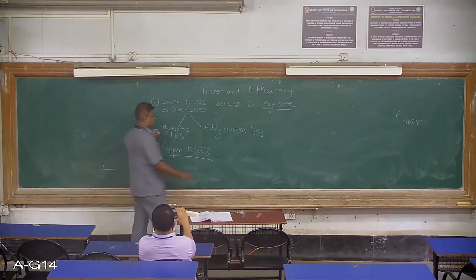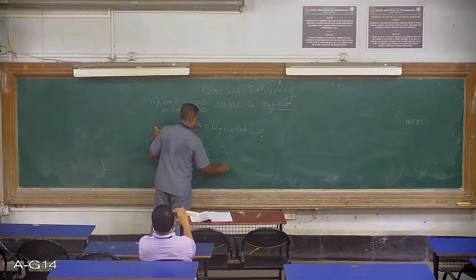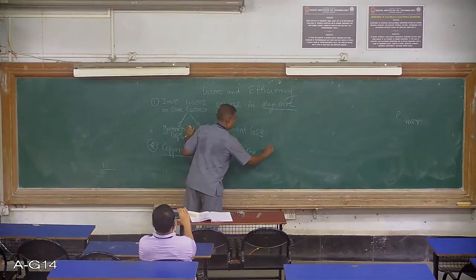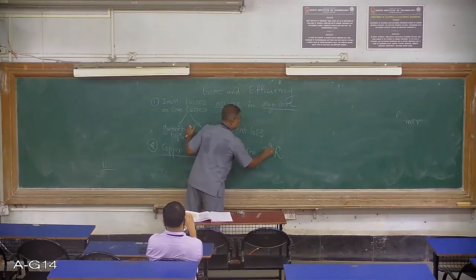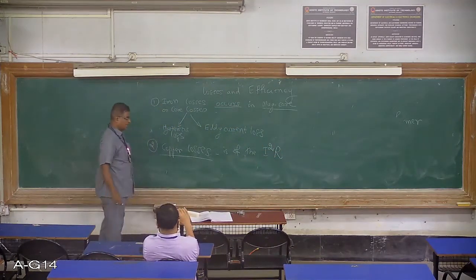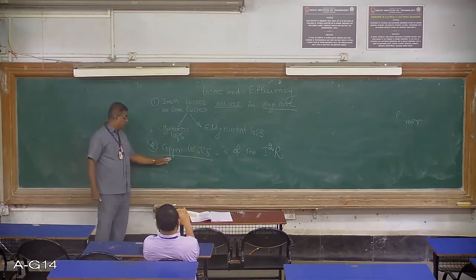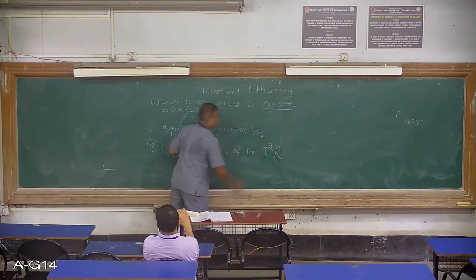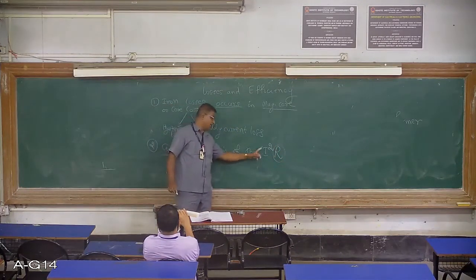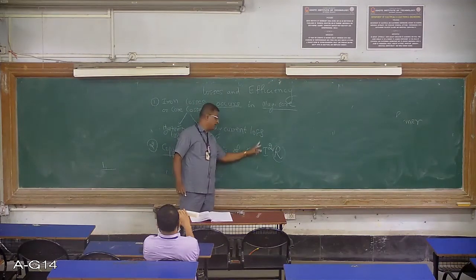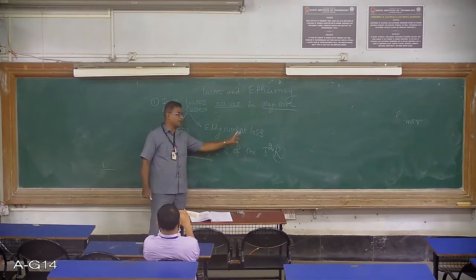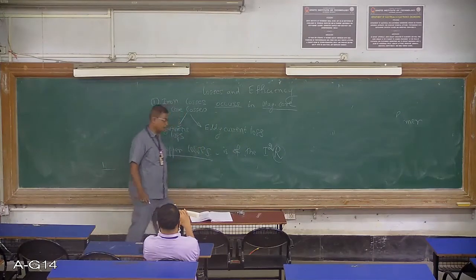Copper loss is basically of the form I squared R. As all of you know, any copper conductor will have a resistance R, and whenever you pass a current I in the conductor, heat is produced, and that itself is called copper loss. That is I squared into R. This is the common form.